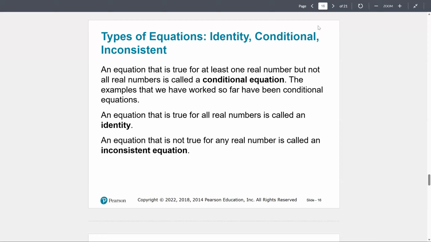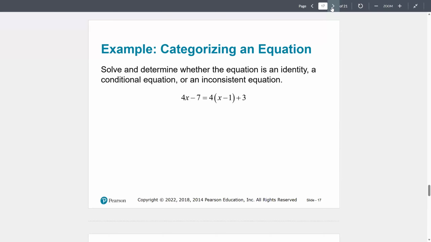So an equation that is true for at least one real number, but not all real numbers, is going to be called conditional. An equation that is true for all real numbers, so infinite solutions, is called an identity. An equation that is not true for any real number is called an inconsistent equation. So we want to figure out, what do we have here? Do we have something that's identity, conditional, or inconsistent?